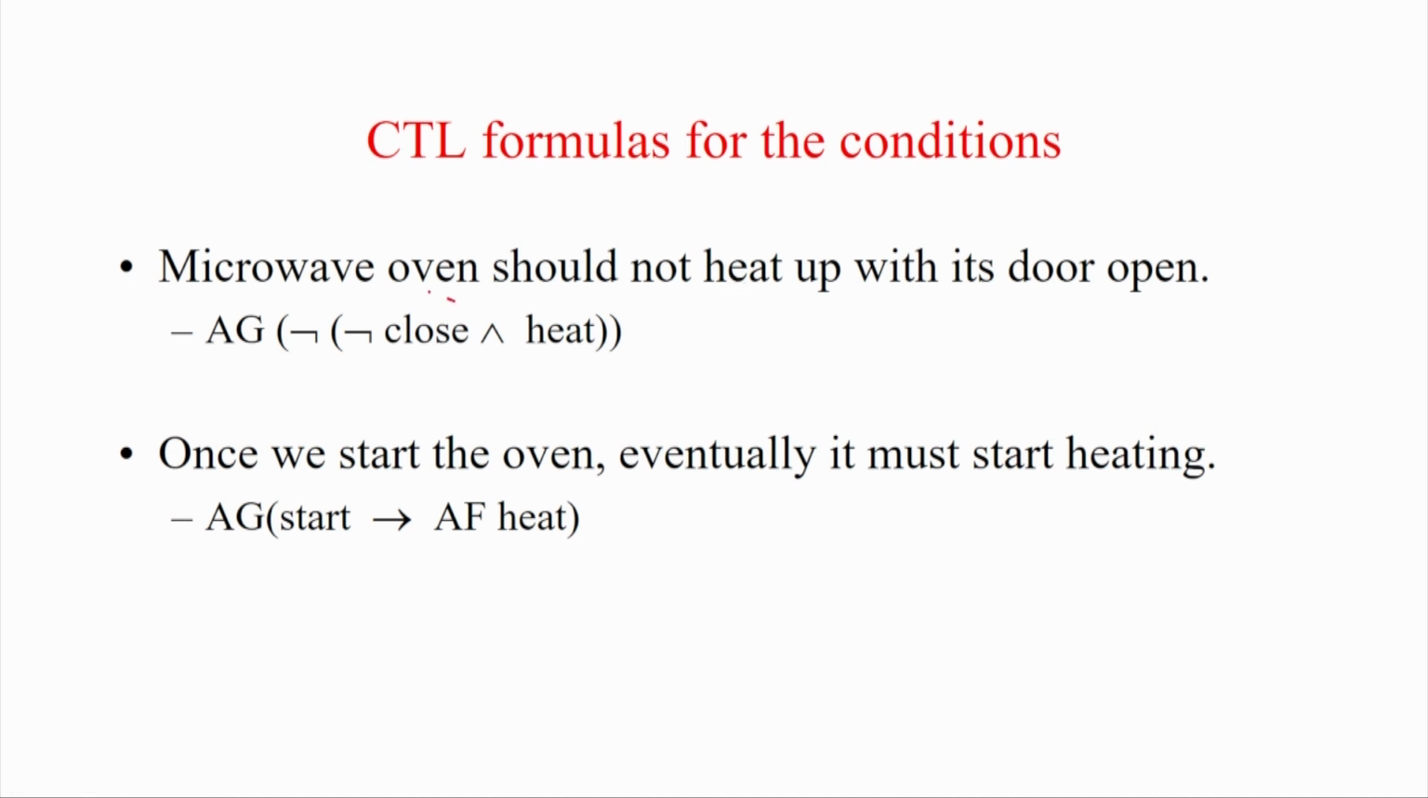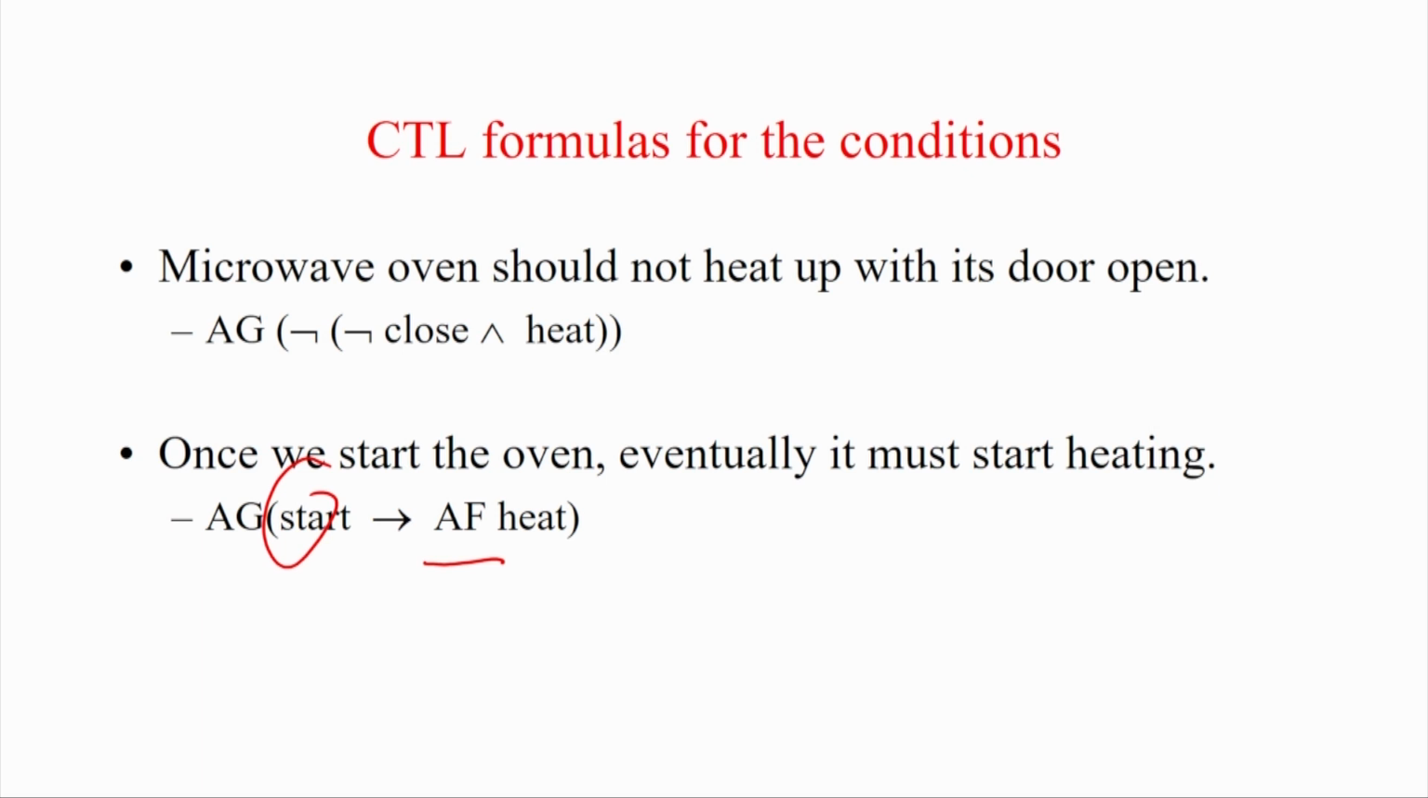So open means that it is not closed, and heat. This should not happen. So that means it is something like a not of this. This condition is bad: door is open, heat is done. So you should have a not of this, and it should hold globally in all the states, AG. And the second property is saying that once we start the oven, eventually it should start heating. That means if we start it, in all paths in future, it should start heating.